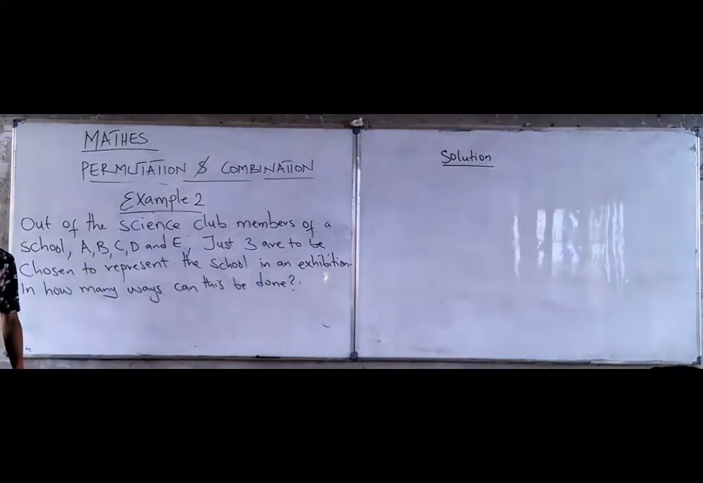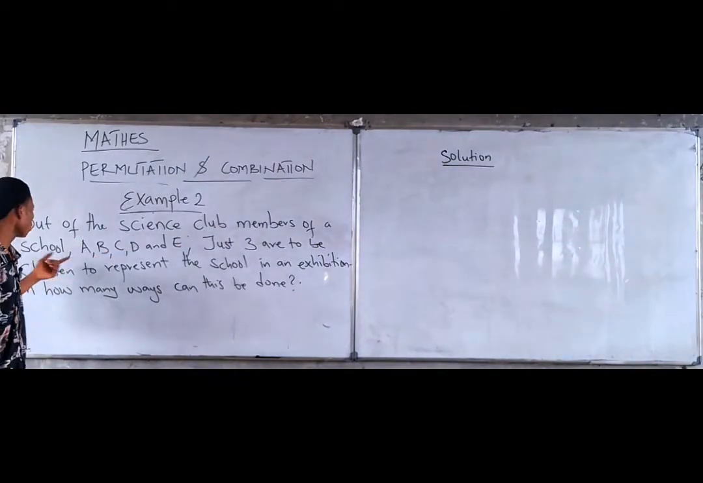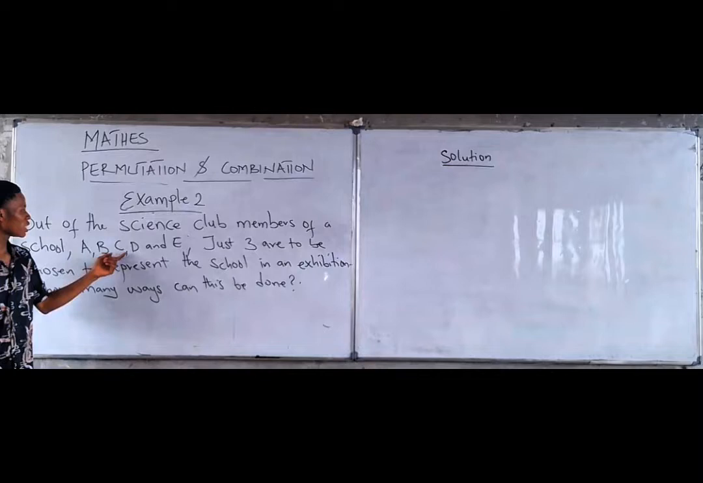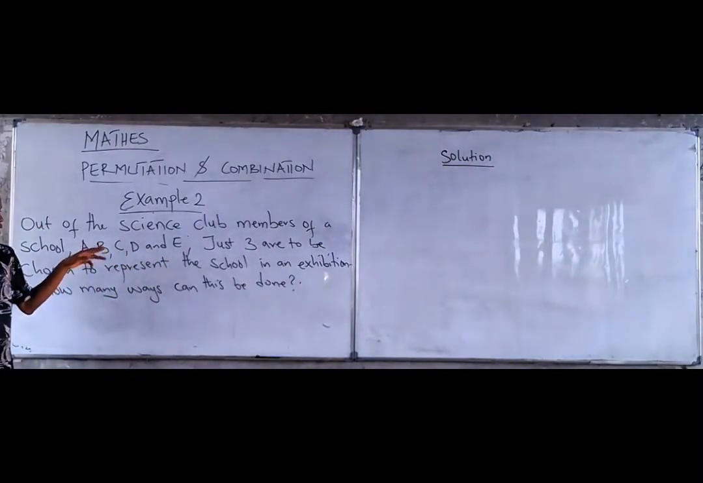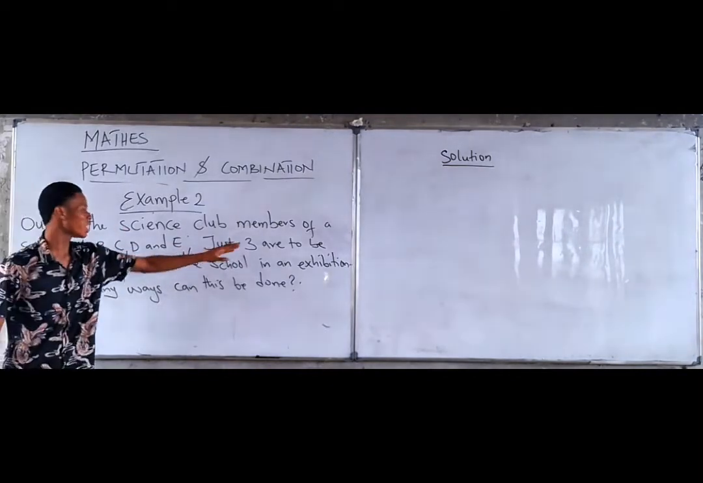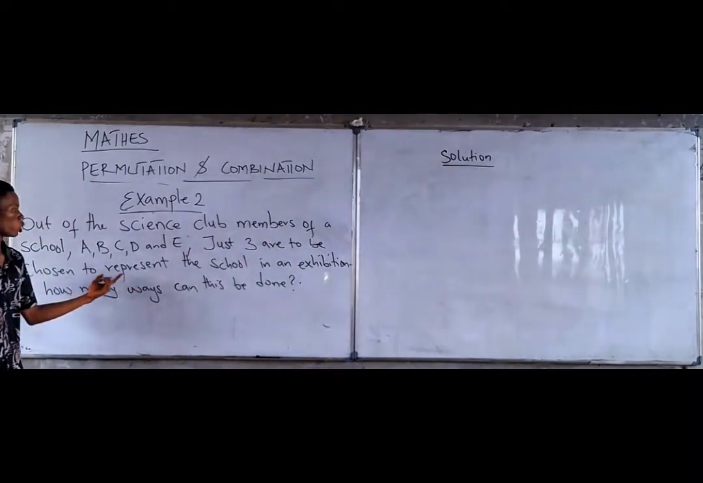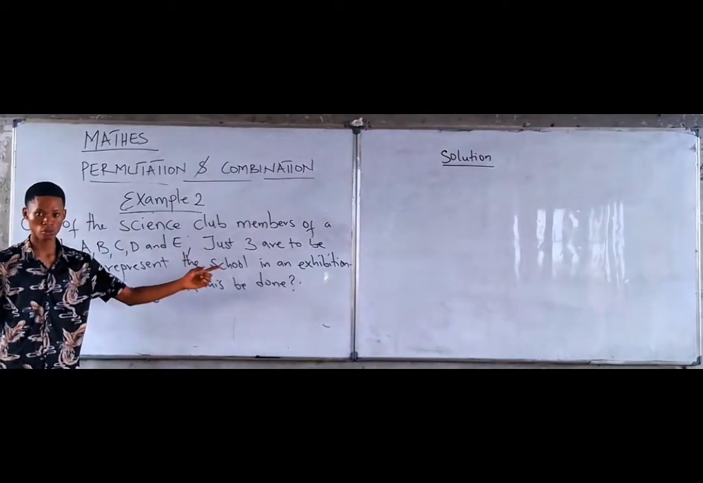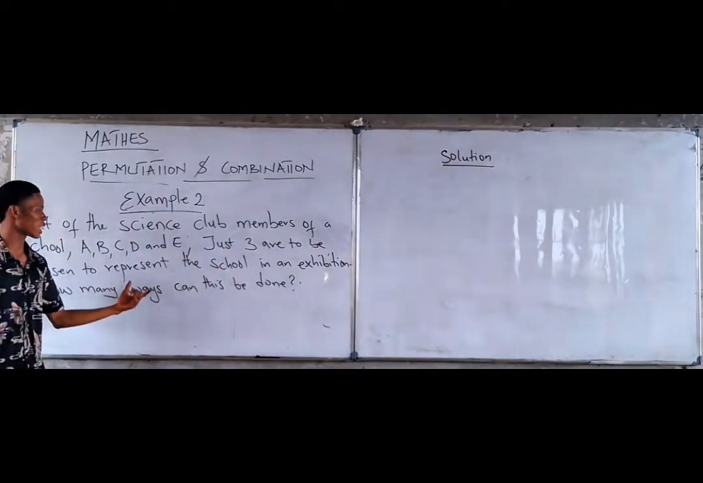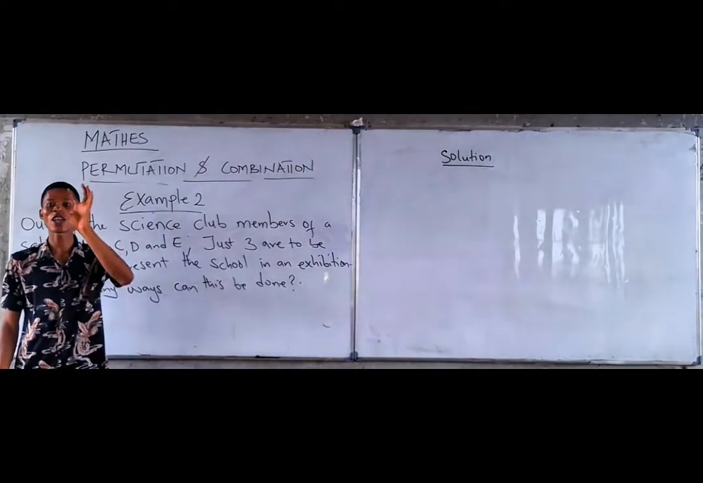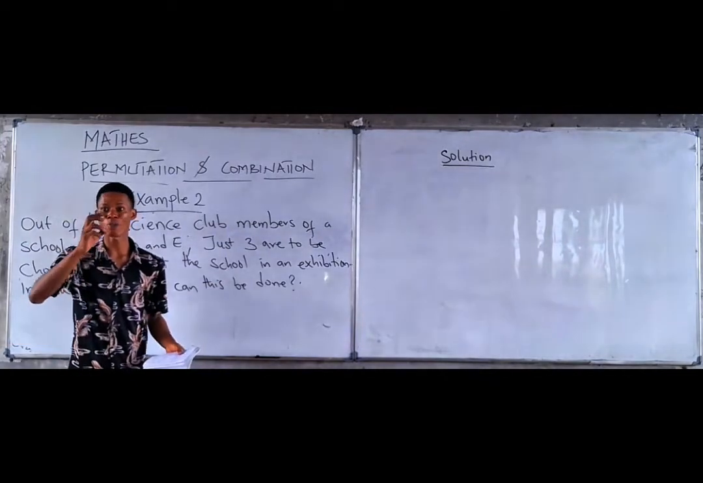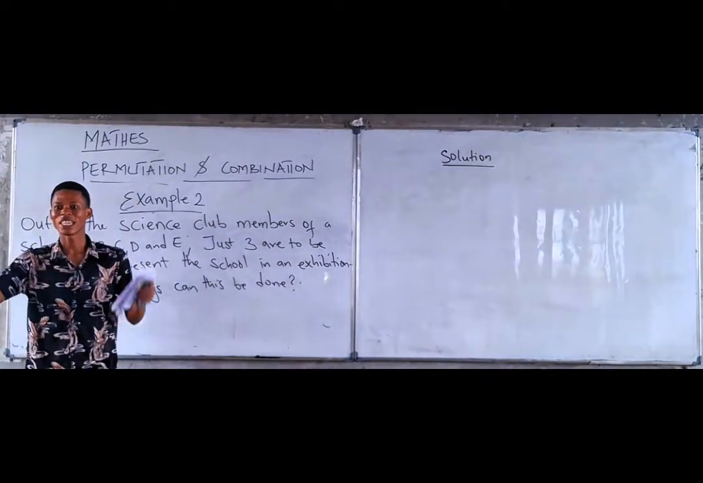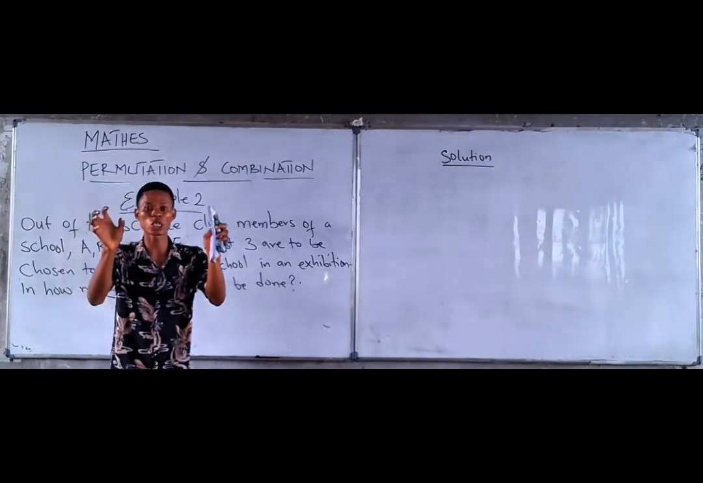Now, the second example here: out of the science club members of a school, A, B, C, D, and E, these 5 persons, just 3 are to be chosen to represent the school in an exhibition. In how many ways can this be done? First, you have 5 persons in the club, and you want to choose just 3 persons to represent the school in an exhibition. In how many ways can you choose 3 persons from 5 persons?